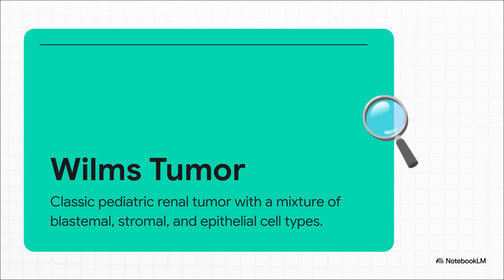First up, the most common one, Wilms tumor. The classic look you're taught is that triphasic pattern. You've got the small blue blastemal cells, the spindly stroma, and little tubules from the epithelium. Now, the biggest challenge, especially on a biopsy, is telling a Wilms tumor from a nephrogenic rest. They can look identical. Here's a pro tip from the protocol, though. Wilms tumors often have a fibrous pseudocapsule around them, which nephrogenic rests usually lack.